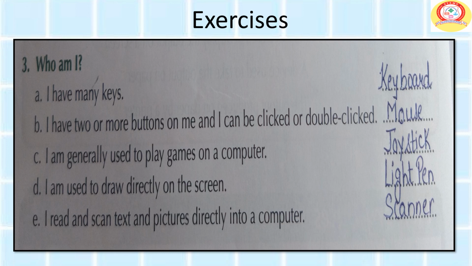Let's move to E, children. I read and scan text and pictures directly into a computer. Who am I? Scanner. A scanner is the thing which can read and scan text and pictures directly into a computer. This is the work of a scanner. Now children, let's move to question 5.